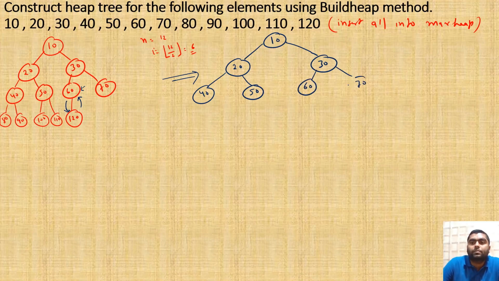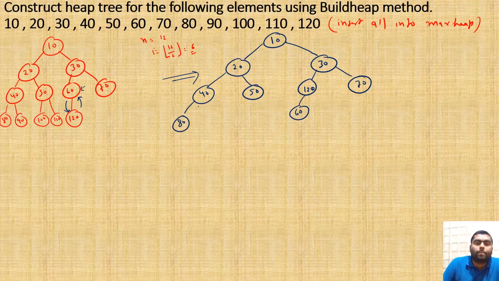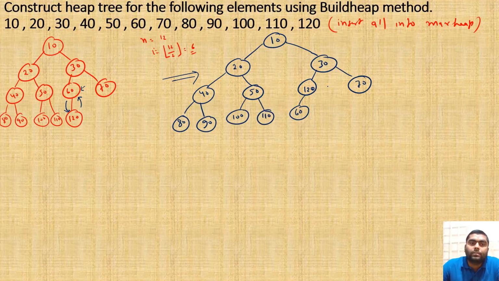Now it is not 60, it will be changed to 120, and left is 60. Okay, and now next is 80, 90, and 100, 110. So 80, 90, 100 and 110.